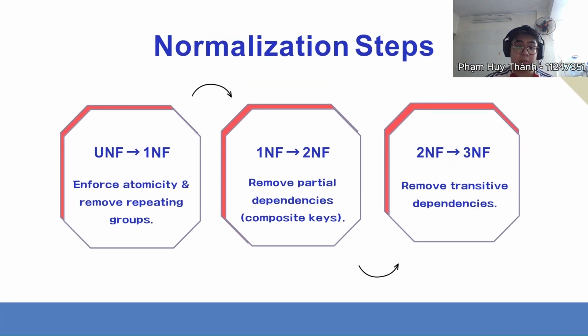Then at the normalization steps, at first, from UNF to 1NF, we remove repeating groups and ensure atomic values. From 1NF to 2NF, we remove partial dependency. From 2NF to 3NF, we remove transitive dependencies. This results in a cleaner, well-structured database schema.